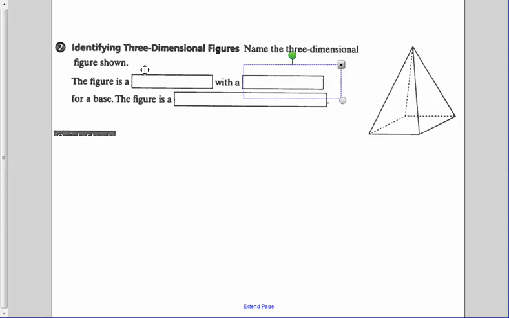Identifying our 3D figures. With the 3D figure shown, the figure is a triangle that I can see here with a square or rectangle base. I call it a rectangle, so it's not a square prism, but rectangular. That'd be our 4-sided base here. And then since it goes up to a point with triangles on each side, then we call it a pyramid.